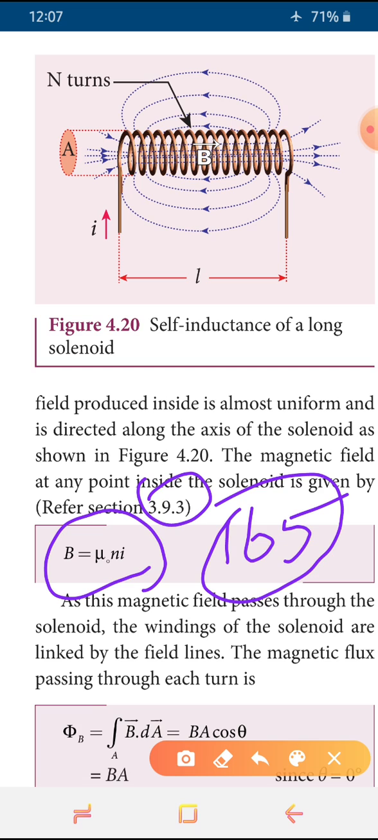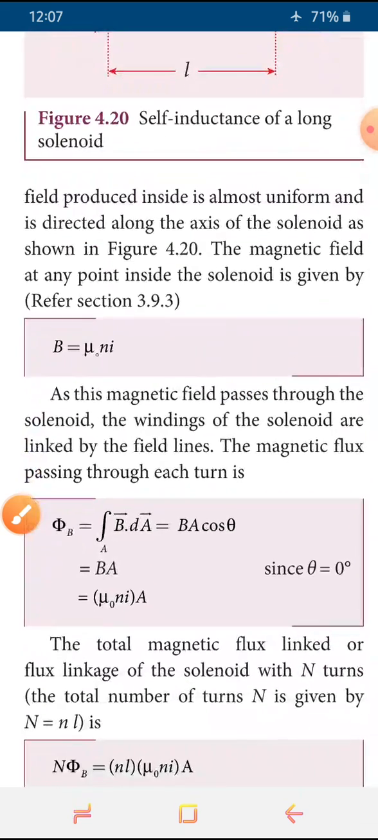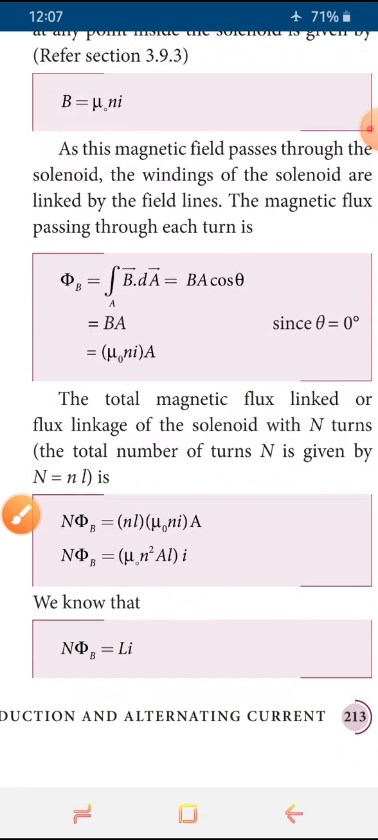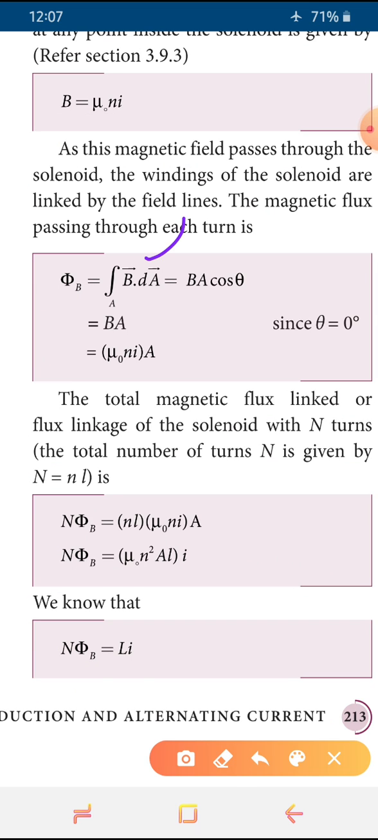Okay, and now the magnetic field is passing through the solenoid. The windings of the solenoid are linked by the field lines. So field lines are linked with these windings. Then there is a production of magnetic flux. That magnetic flux is passing through each turn. We can write it with the formula phi B is equal to the integration of B vector dot dA vector. This is the basic formula for flux.